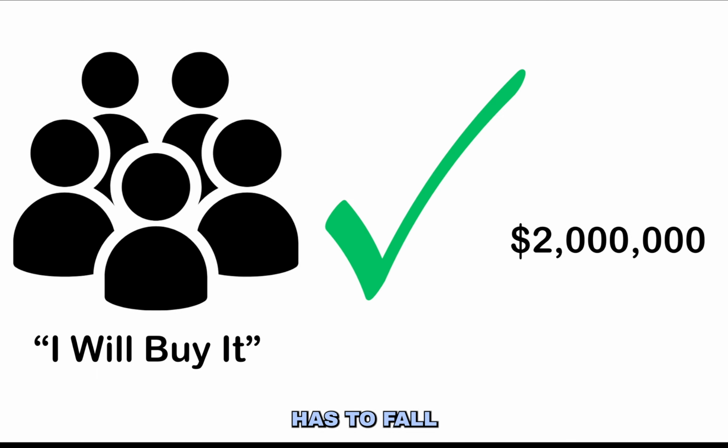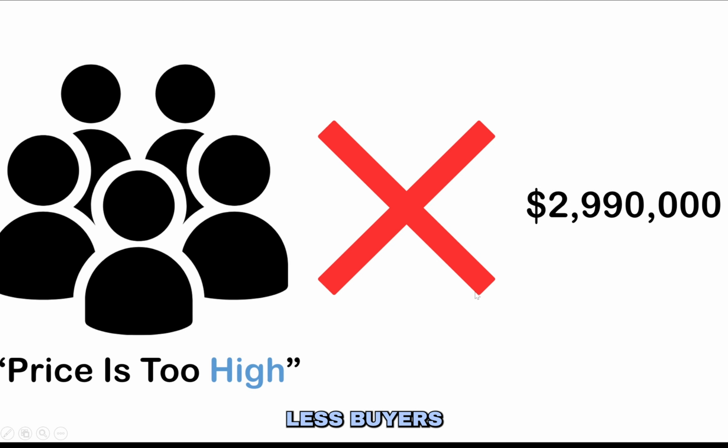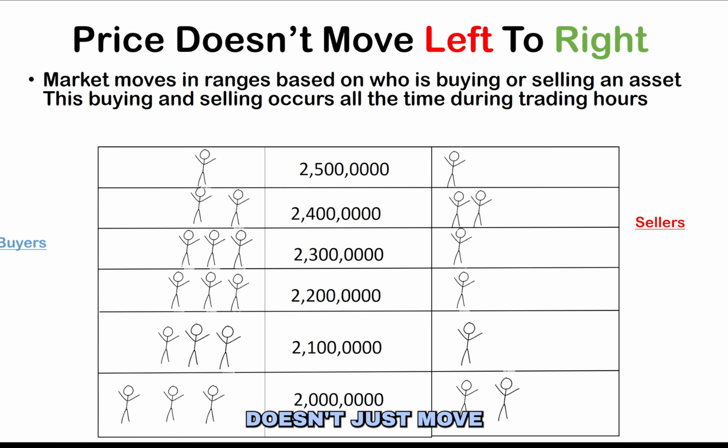Automatically the price has to fall so that the market can be back inside of equilibrium, because when the price is too high, nobody is going to be willing to buy at that price, so price has to fall. Think about it like this: when there are more buyers, price has to increase, but when there are fewer buyers, price has to decrease until the market decides on the correct price. See, price doesn't just move from left to right. The market moves in ranges based on who is buying or selling.